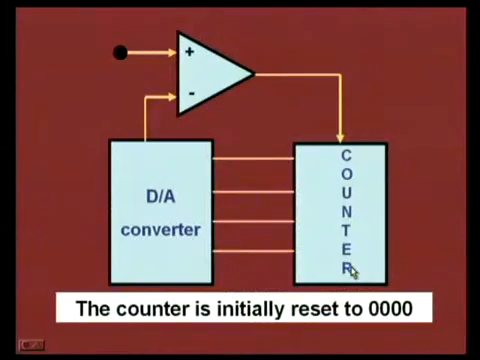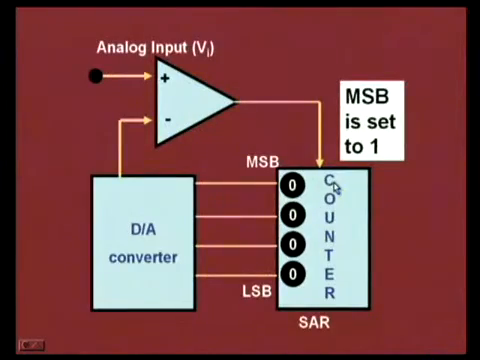See here how we perform this. First, reset this counter to zeros. Once all zeros are fed, we start the conversion. The analog input is given, and at first, upon giving this analog input, the MSB of the counter is made to 1. You can see it is changed from all zeros to MSB set to 1.